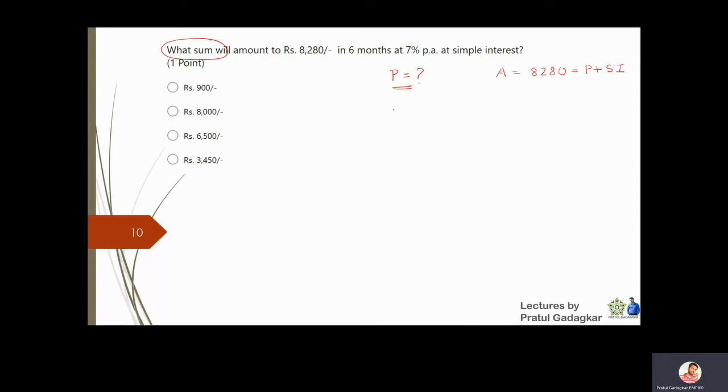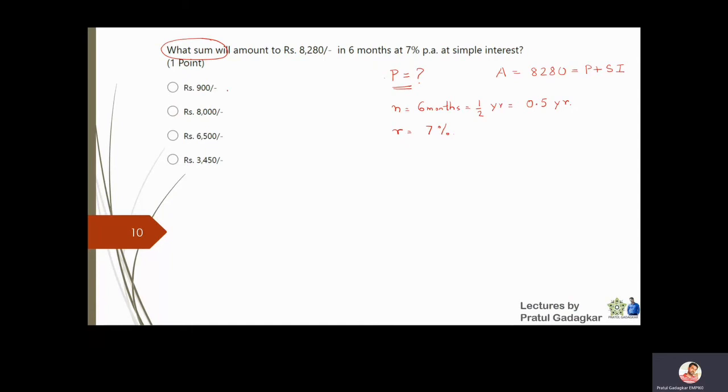And what is the number of years that is given to you? Here the number of years is only 6 months. So 6 months means half year. Half year means 0.5 years. Half is nothing but 0.5. And what is the rate? The rate is 7%. So what should be the principal in this case?